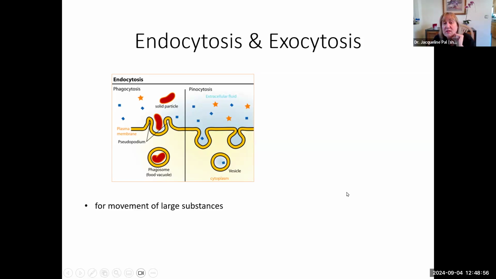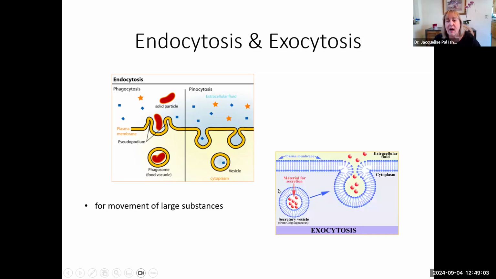Now, for getting rid of large substances, there's only one method that's called exocytosis. It's exactly the opposite. We're going to have a little vesicle filled with the waste products that's going to go close to the surface. The cell membrane, the plasma membrane, is going to fuse with the membrane of the vesicle. And it's kind of like popping a zit.